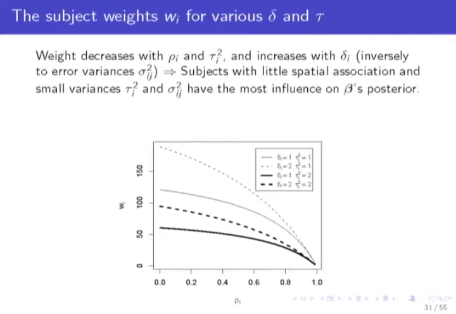Tau is 2 again. When you fix tau and then move from delta 1 to delta 2, you get this curve, which is a little bit more wet than the bold one. And when you fix tau to 1, you get these two curves, this one and this one. So basically what it means is that as the association increases, subjects with little spatial association and smaller variances would have the most influence on beta's posterior. You'll also see this when I derive the posterior estimates of beta.